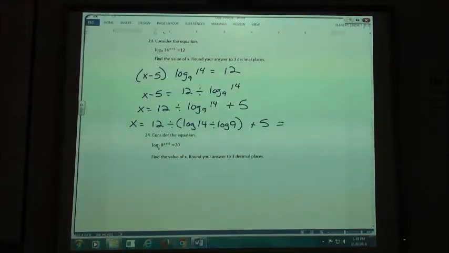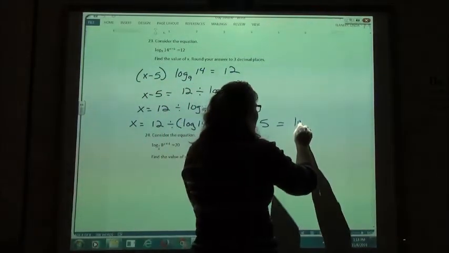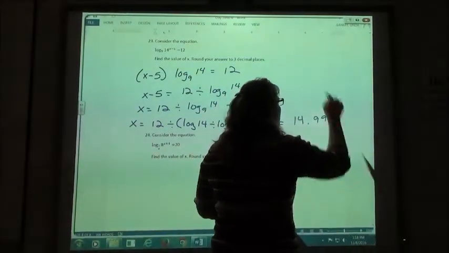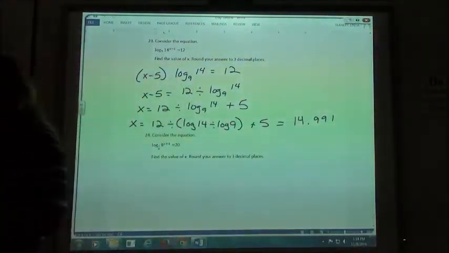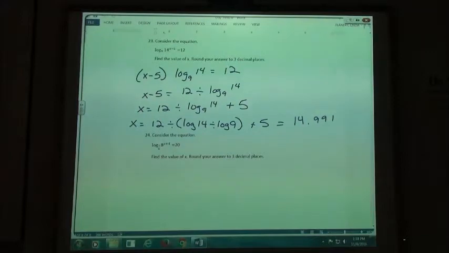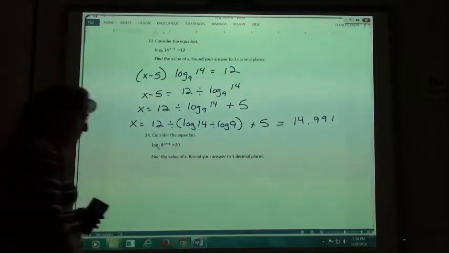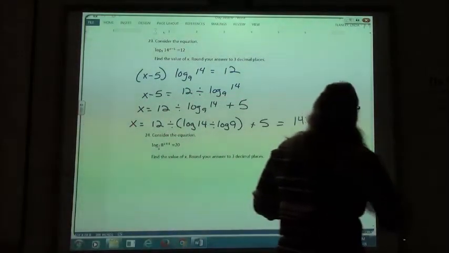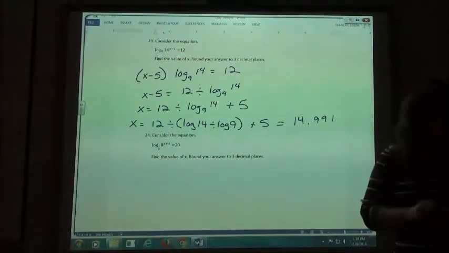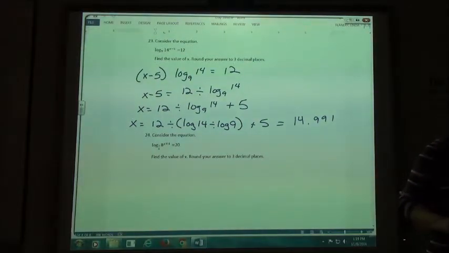We got 14.991. Good, that's what I got. 14.991. I got to round that off too. Everybody getting that? So go ahead and try number 24. I'll leave that one there in case you need some reference.